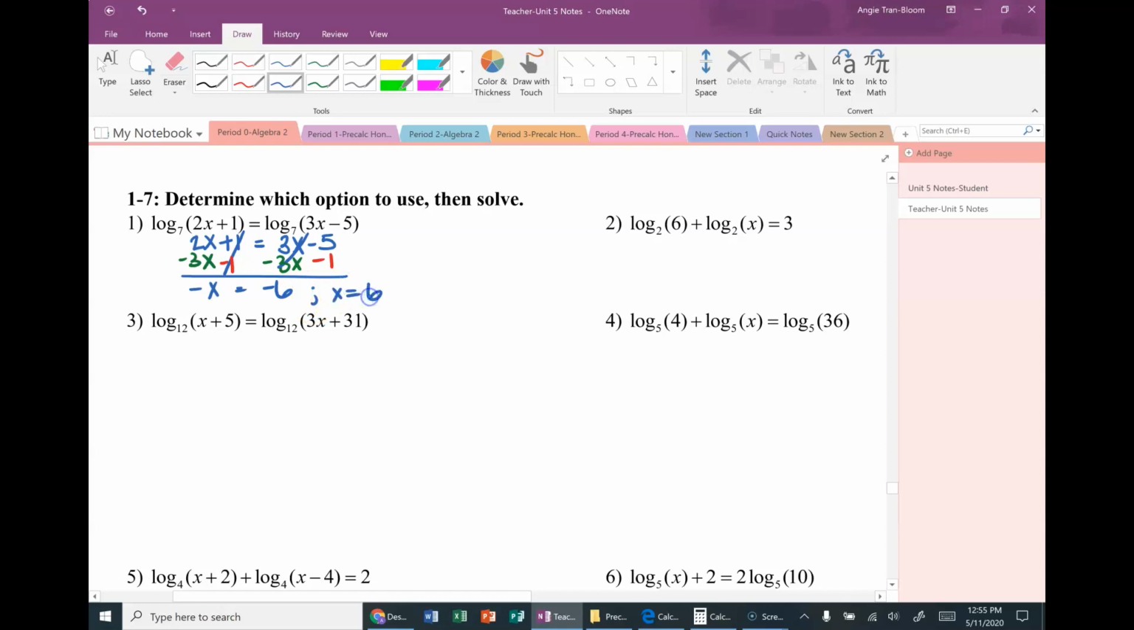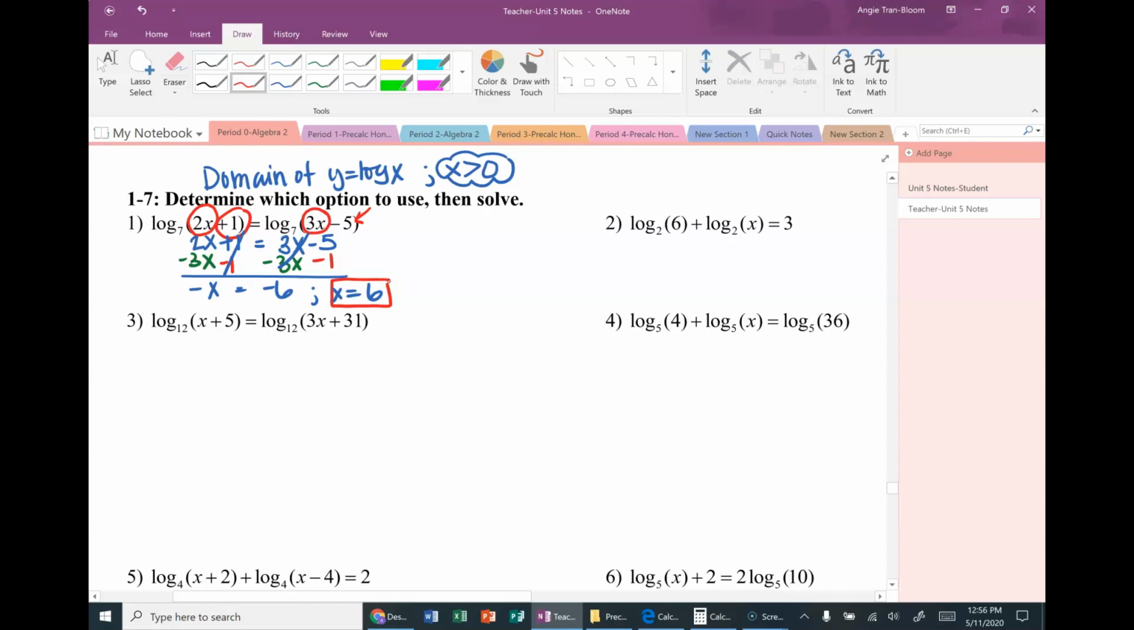Now, don't rush to box it up. Remember, the domain of y equals log of x is all positive numbers, meaning you can't have 0 in there and you cannot have a negative. So you have to go back and check this manually. 6 is x. 2 times 6 is 12 plus 1, 13. That's positive. 3 times 6 is 18 minus 5. That's also positive. So that's why we can keep the 6. Don't forget to check it really quickly.